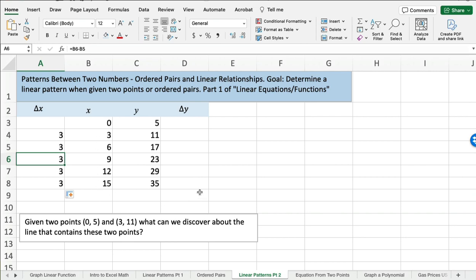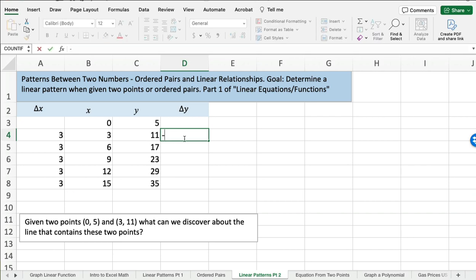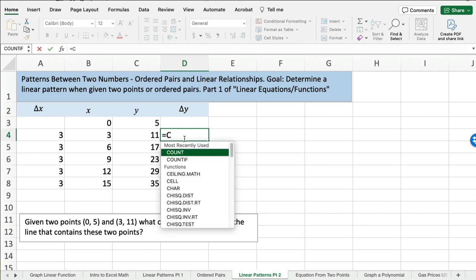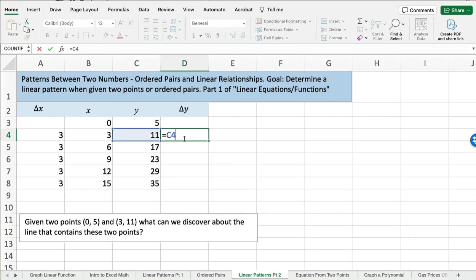All right. Now let's look at the delta Y's. For the delta Y's, we're going to type equals again, and I'm going to put C4 minus C3. So again, we want to do the same thing. We want to take the Y value that's in the current row and subtract the Y value that's above it. That's really important that we do it in that order.